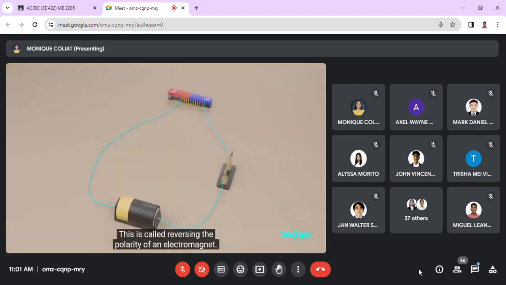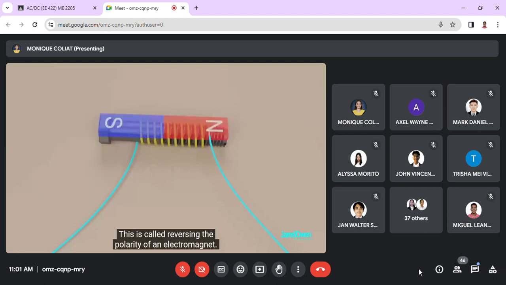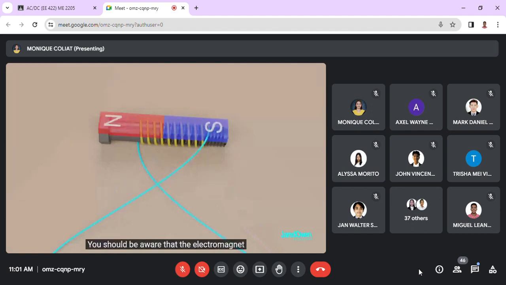Instead of flipping the battery, an easier way to do this is to just switch the wires. You should be aware that the electromagnet will get very hot if it's on for a while. Just a caution in case this video inspires any science projects.